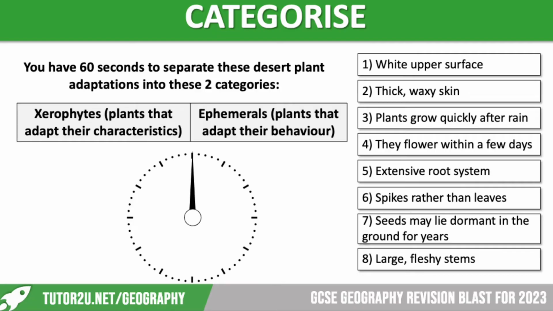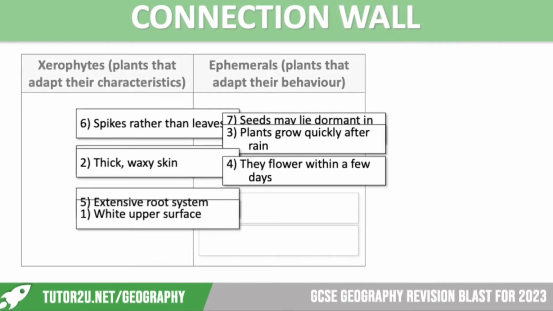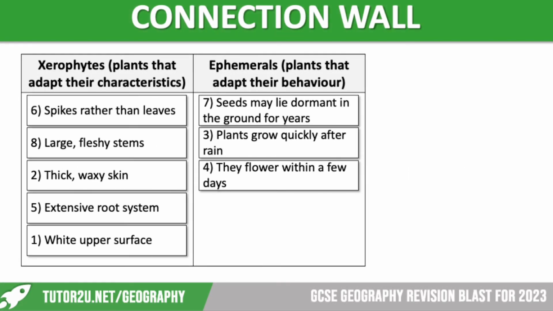So let's reveal the answers and see whether you have got these correct or not. The xerophytic adaptations are the following: spikes rather than leaves, large fleshy stems, thick waxy skin, an extensive root system, and a white upper surface. And if we're thinking about the ways that plants adapt their behaviour, the seeds may lie dormant in the ground for years. The plants grow quickly after rain and they flower within a few days.